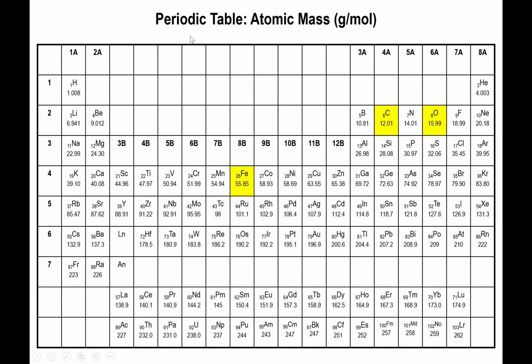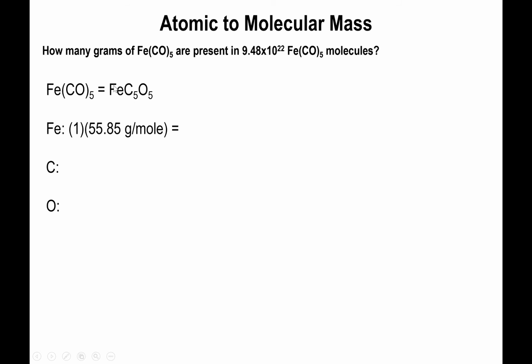So let's take a look at the table. Iron has an atomic mass of 55.85 grams per mole. Okay, so the units are grams per mole. Carbon has an atomic mass of 12.01 grams per mole. Oxygen has an atomic mass of 15.99 grams per mole. And so, coming back to the problem, we have 1 iron, so we multiply the 1 iron by the 55.85 grams per mole. We have 5 carbon, so we multiply the 12.01 grams per mole by 5. And for oxygen, we multiply the 15.99 grams per mole by 5.